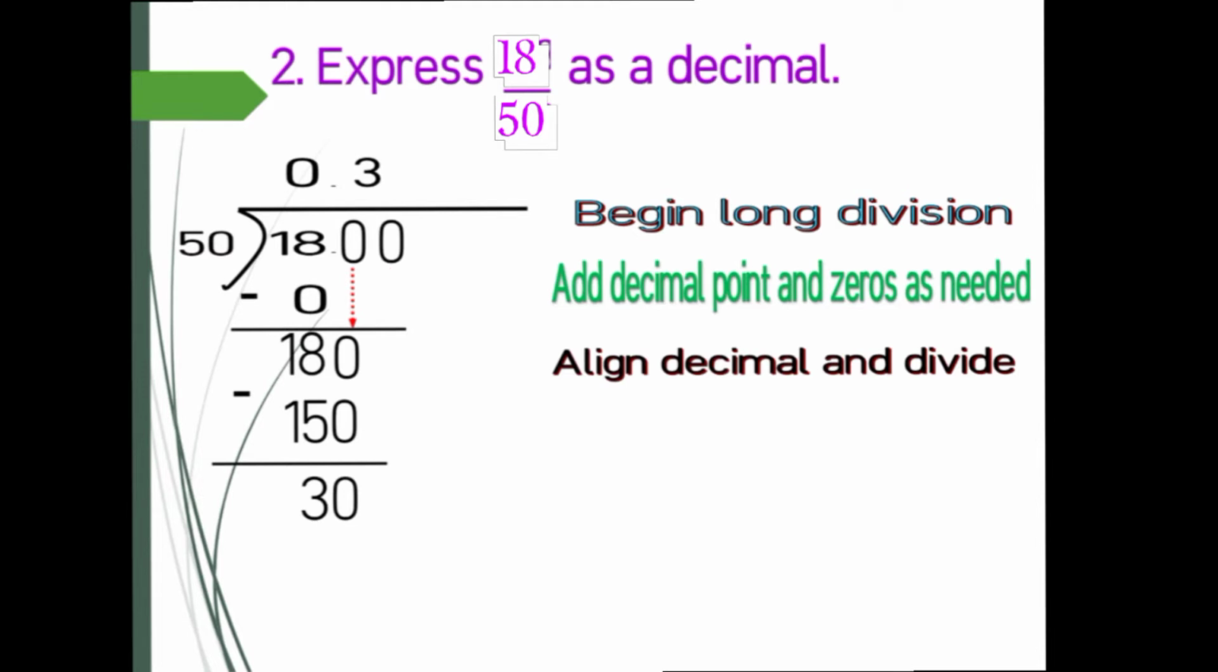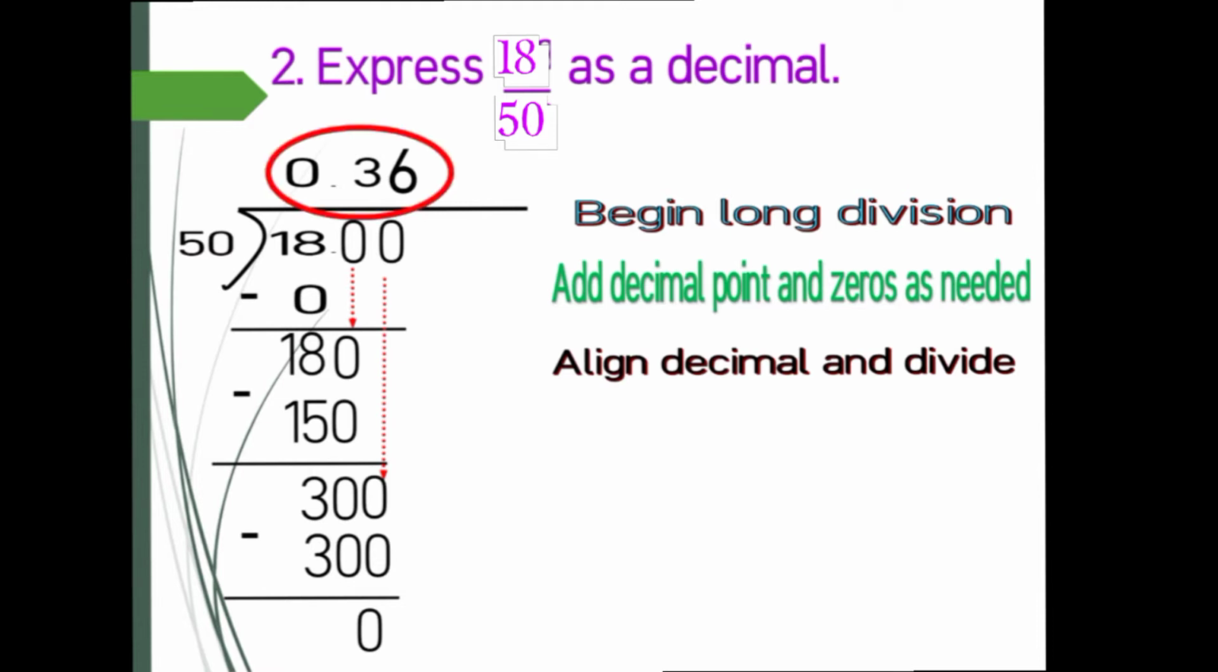And then add another 0. Bring it down. Magiging 300. So, 300 divided by 50 is 6. 6 times 50 is 300. And then subtract natin sila. The answer is 0. Since 0 na po yan, hindi po natin kailangan magdagdag pa ng another 0 sa taas. So, the final answer is 0.36 or 36 hundredths.